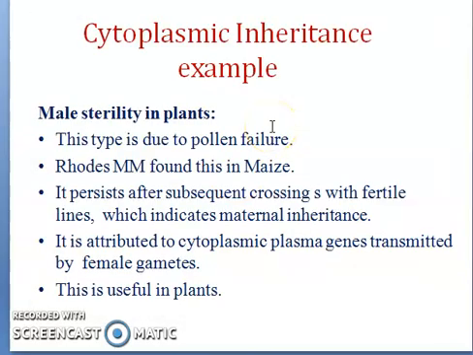Examples of this cytoplasmic inheritance or extranuclear inheritance in plants: the best example is male sterility found in plants, where the male part of the plant is sterile and non-functional. This type is due to failure of pollen grains. Rhoades found this in maize. It persists after subsequent crossing with fertile lines, which indicates maternal inheritance. It is attributed to the cytoplasmic plasma genes transmitted by female gametes.